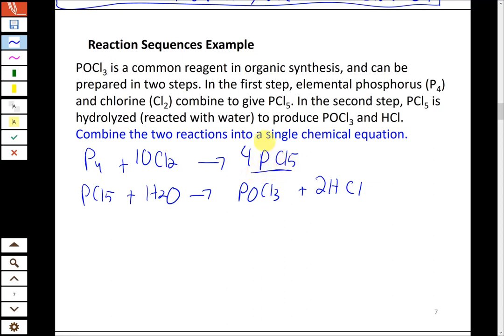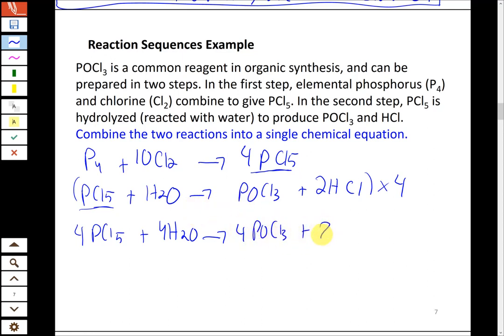So that's what we have, and we have to make sure that our intermediate, which is PCl5, formed as a product in the first reaction, used as a reactant in the second, cancels out. So it has a coefficient of 4 here, and it has a coefficient of 1 here. To make sure the coefficients work out and that they cancel out completely, we're going to have to multiply this whole second equation by 4 to give it the right coefficient. So we're going to have 4 PCl5 plus 4 H2O goes to 4 POCl3 plus 8 HCl.